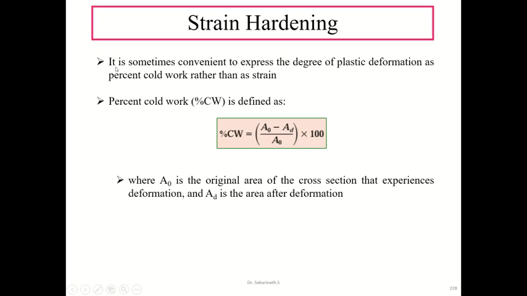It is sometimes convenient to express the degree of plastic deformation as percent cold work rather than as strain. The percentage of cold work is defined as: percent cold work equals (A0 minus Ad) divided by A0, times 100. Here A0 is the original area of the cross section that experiences deformation, and Ad is the area after deformation.